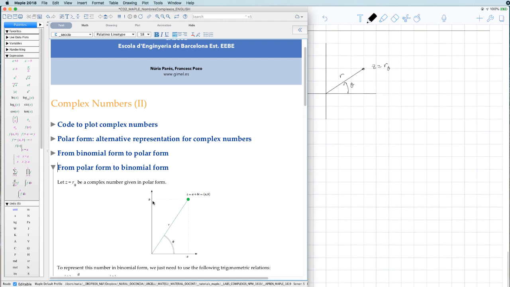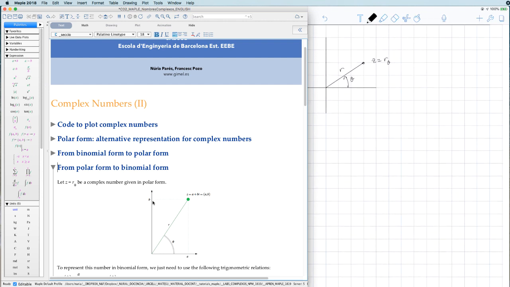So in this case, we use trigonometric relations. We know that this is a and b. We know that the cosine of the angle is going to be a divided by r. So a is going to be r cosine of theta. And we know that the sine of theta is going to be b divided by r. So that b is going to be r sine of theta.